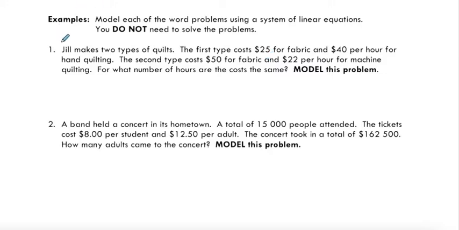In this example, Jill makes two types of quilts. The first type costs $25 for fabric and $40 per hour for hand quilting. The second type costs $50 for fabric and $22 per hour for machine quilting. So whether I'm doing it by sewing machine or by hand will determine the difference in the cost per hour. And I want to know for what number of hours the costs are the same. So I have to determine the total cost. That's going to be one of my variables. So I'm going to say, let C represent the total cost.